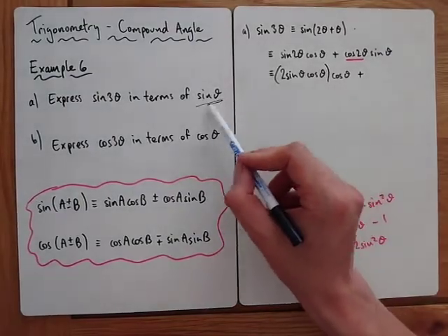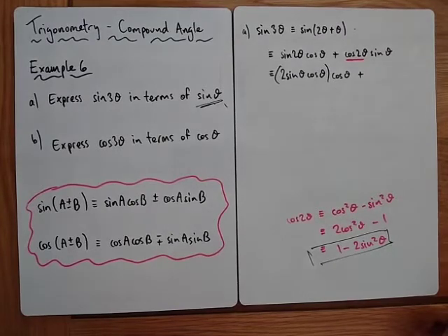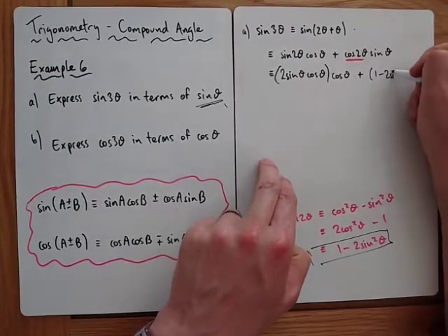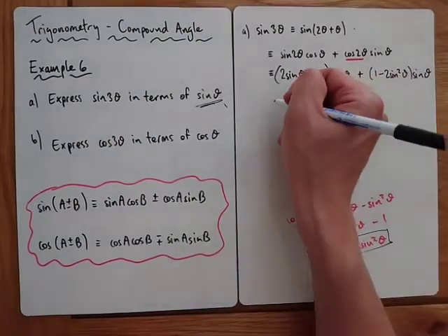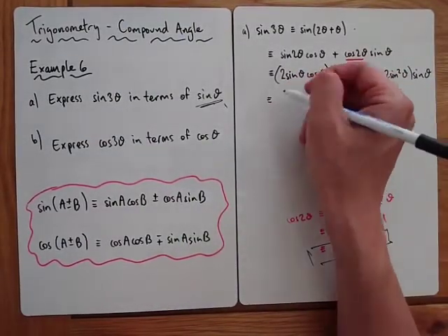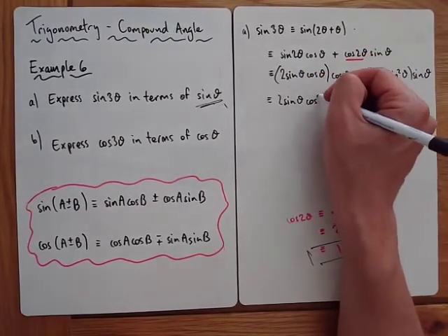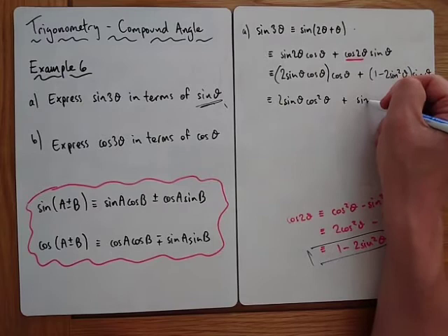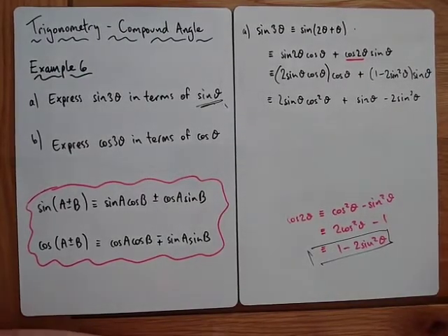We're aiming to get our answer with sine thetas in, so obviously we're going to use the one that's in terms of sine theta. So that would be 1 minus 2 sine squared theta multiplied by sine theta, and we're nearly there now. So this would give us 2 sine theta cos squared theta plus sine theta minus 2 sine cubed theta. So are we in terms of sine theta?